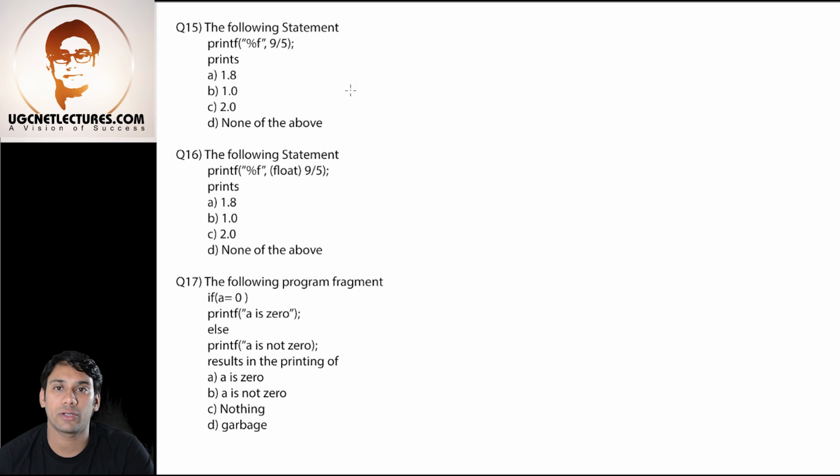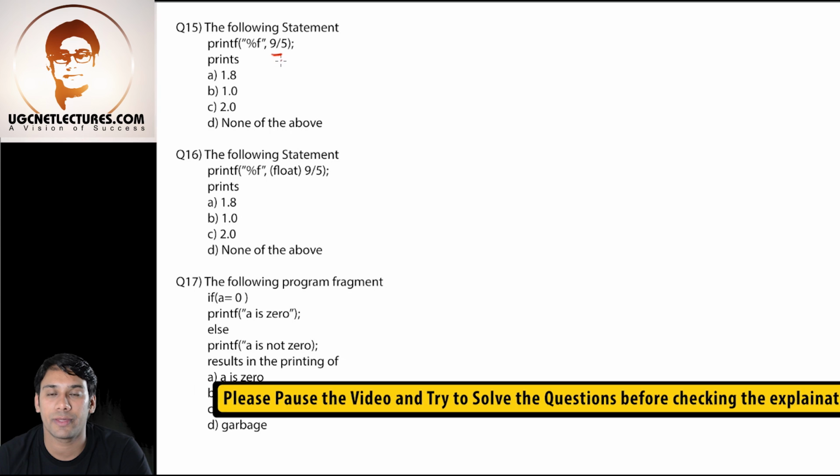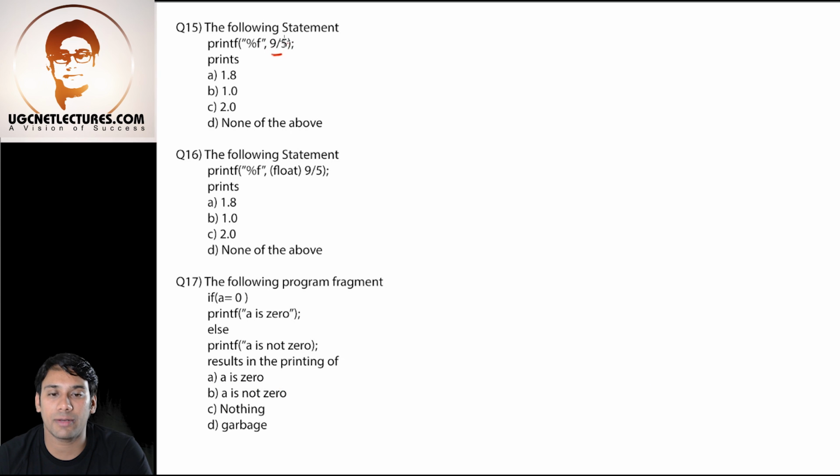Now check out the next question. In this question we have a printf statement, printf %f with 9 by 5. Here 9 and 5 are both integer numbers, but we are printing it with %f. Since this is integer division, 9 by 5 gives 1, not 1.8, so it neglects the fractional value and is going to print 1.00, so the output will be B.